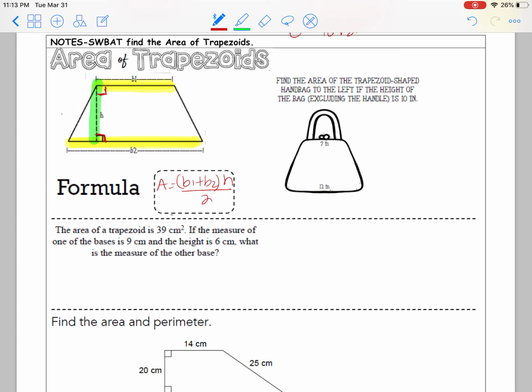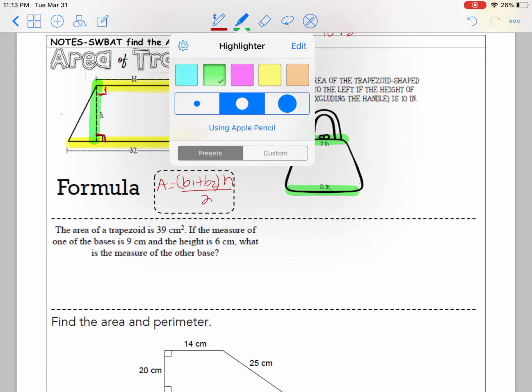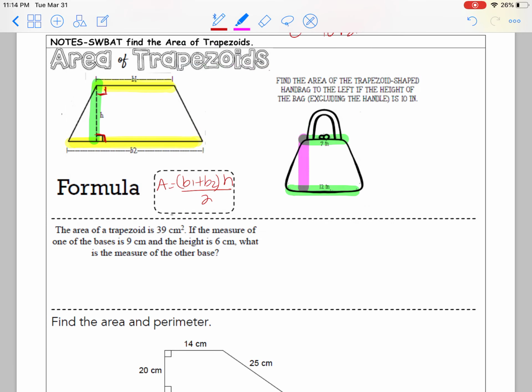Find the area of the trapezoid-shaped handbag to the left if the height of the bag, excluding the handle, is 10 inches. Here, my first base is 7 inches. My second base is 12 inches. And based on the question, they're telling me that my height will be 10 inches.